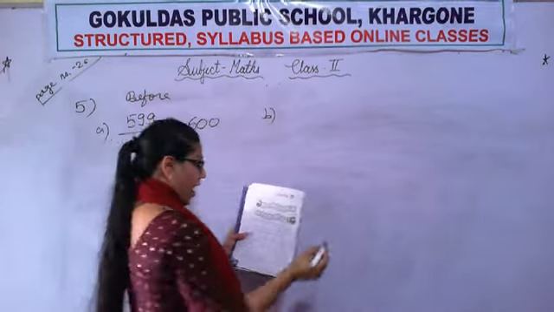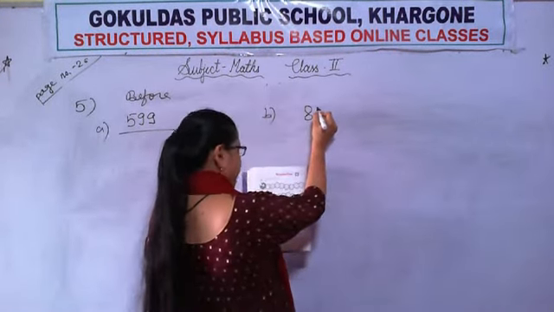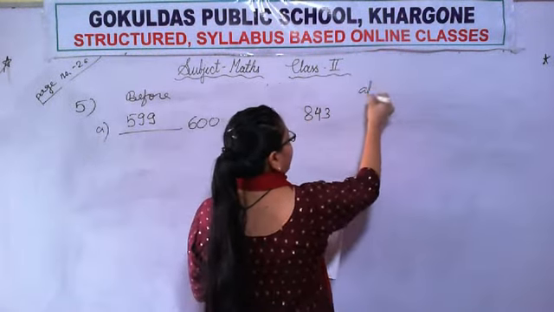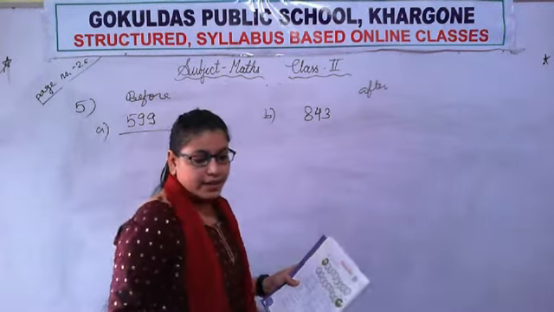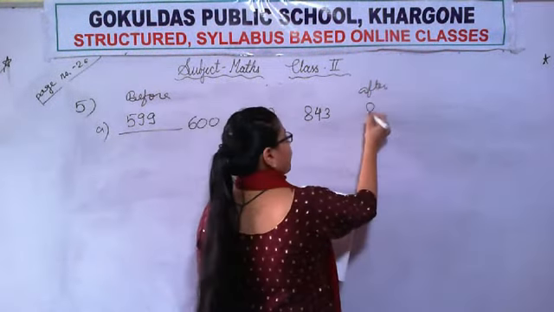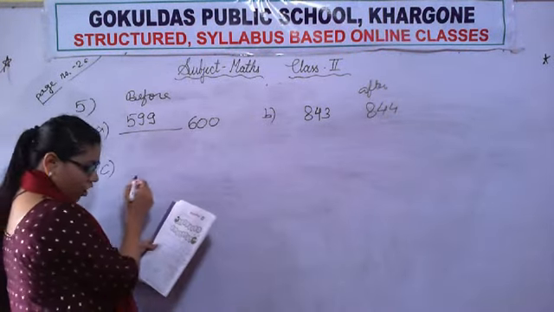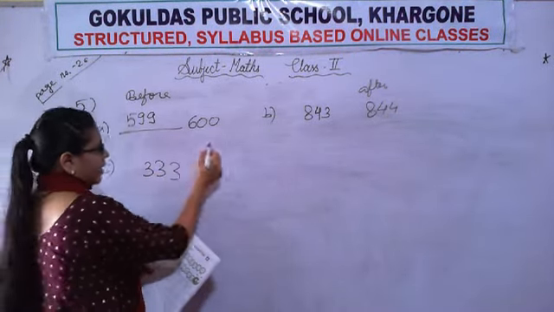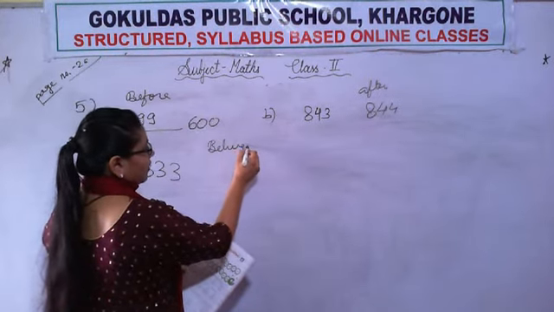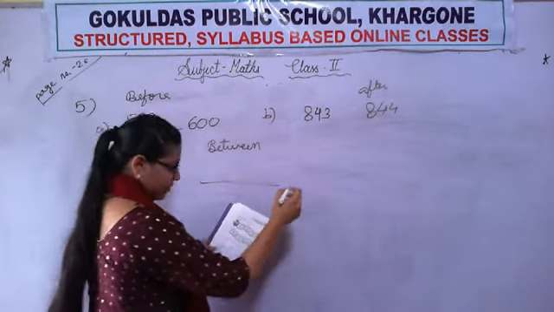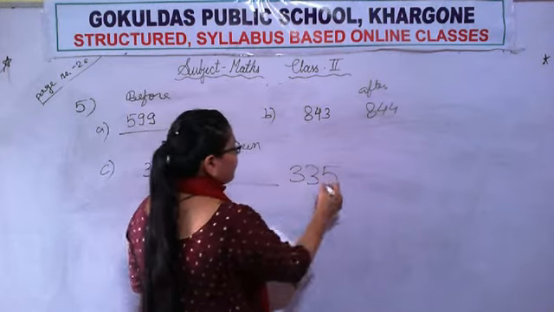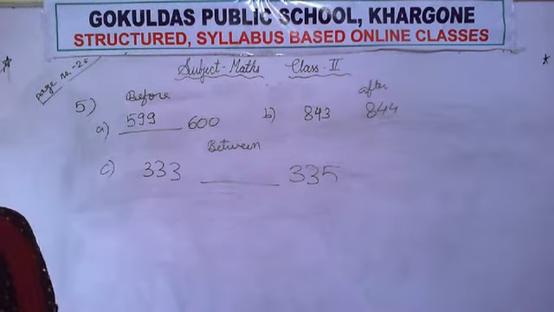Now, the after number of 843. What comes after 843 is 844. Very good. And the last one is the between number of 333 and 335. What comes between these two numbers? Very good. 334.